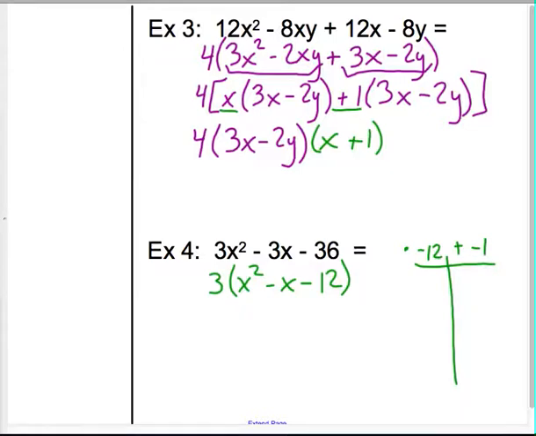Multiplying to negative 12, the first things that jump out at me are 3 and 4. So to add to that negative 1, I would want the greater number to be negative. 3 plus negative 4 does equal negative 1. So I'm going to factor this into x plus 3, x minus 4.